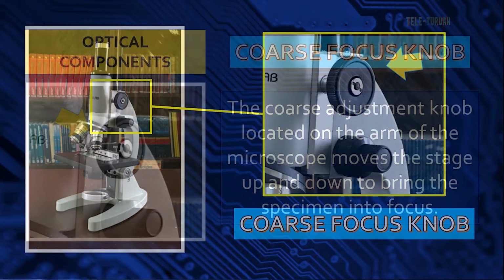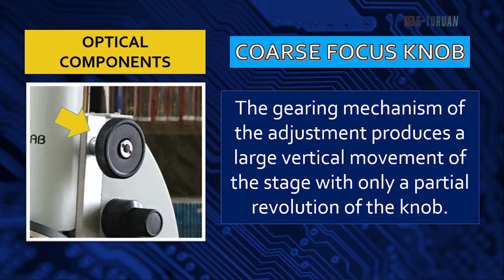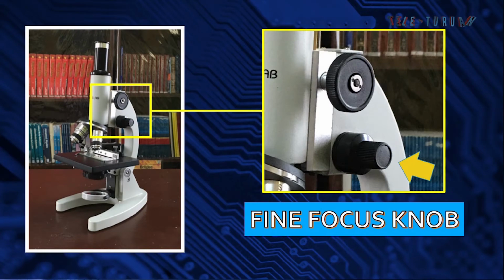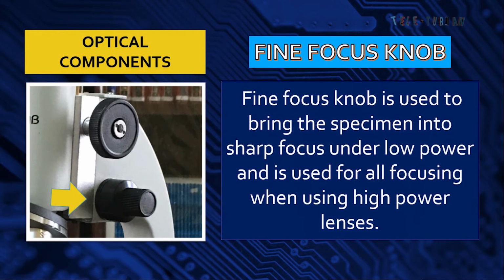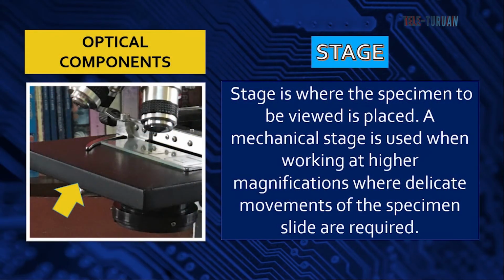Coarse focus knob. The coarse focus knob located on the arm of the microscope moves the stage up and down to bring the specimen into focus. The gearing mechanism of the adjustment produces a large vertical movement of the stage with only partial revolution of knob. Fine focus knob. Fine focus knob is used to bring the specimen into sharp focus under low power, and it's used for all focusing when using high power lenses. Stage. Stage is where the specimen to be viewed is placed. A mechanical stage is used when working at higher magnifications, where delicate movements of the specimen slides are required.